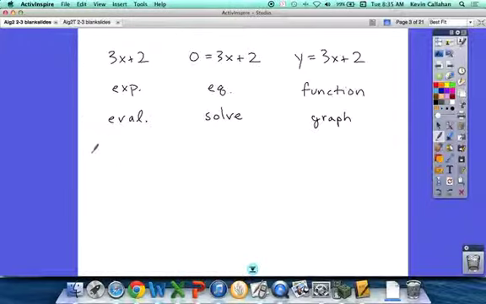I would say that evaluating linear expressions was kind of included in chapter 1. Solving linear equations was chapter 1. But graphing linear functions, that's pretty much what we're doing now.